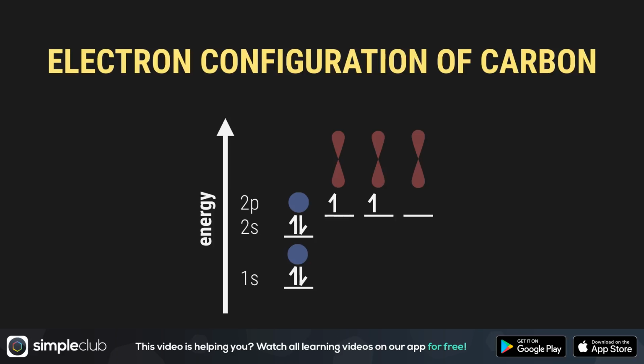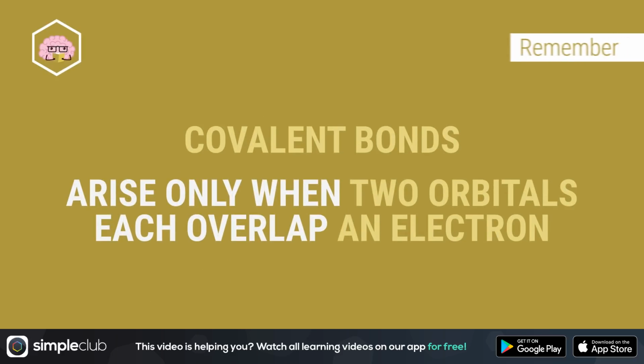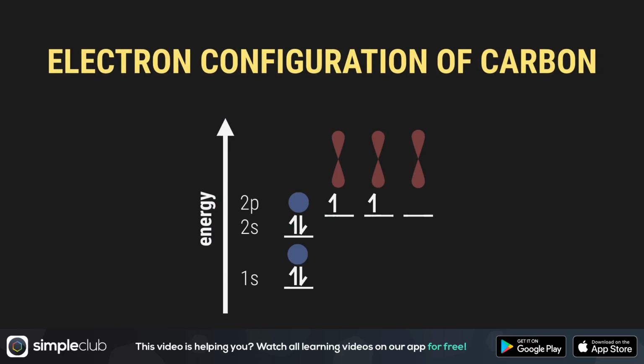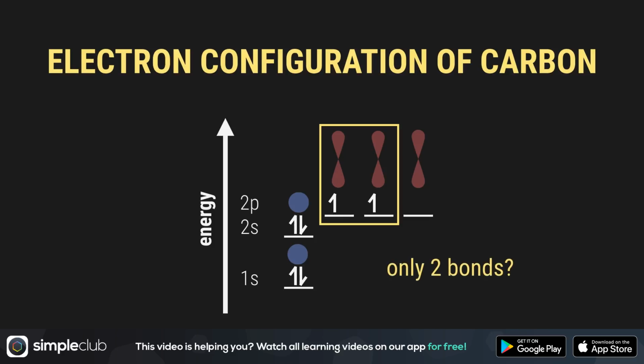Now you might remember from the previous video about orbitals and bonds that covalent bonds only occur if there is just one electron in one orbital. That means for carbon, only the two p orbitals can overlap with orbitals of other atoms and create covalent bonds. According to this, carbon can only make two bonds. But in real life, it is totally different.